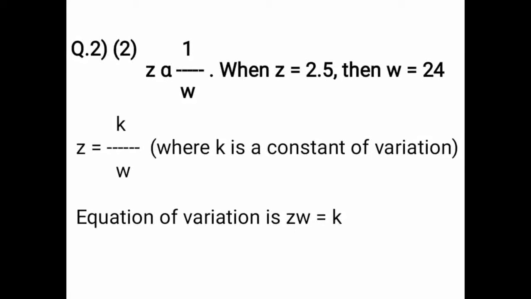Z value how much is given and W value how much is given, write it again. Z is equal to 2.5, W is equal to 24. You have to substitute the value of Z is equal to 2.5 and W is equal to 24. The equation of variation form you already wrote here. You cross multiplied here. 2.5 into 24 is equal to K. I have substituted the value of Z is equal to 2.5 and W is equal to 24.